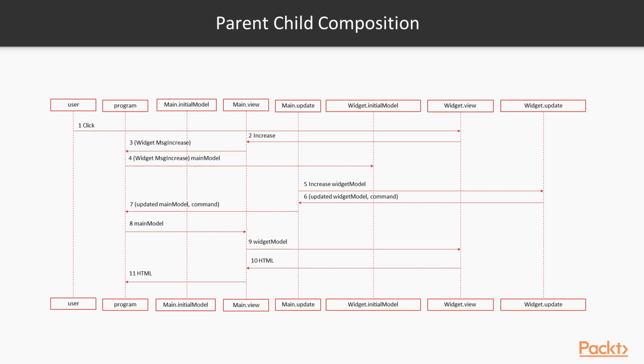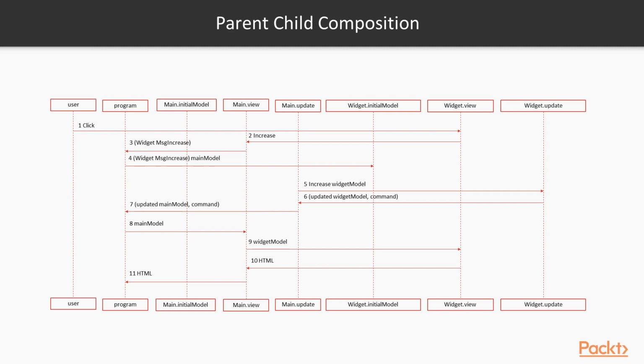with the main model to the main update. And the main update extracts the widget's message and then sends it to the widget's update function. Finally, the widget's update function returns an updated widget model and a command. Also, as number 7, the main update updates the main model along with the widget model and returns another command that probably wraps the widget's own command. And finally, the program returns the main model.